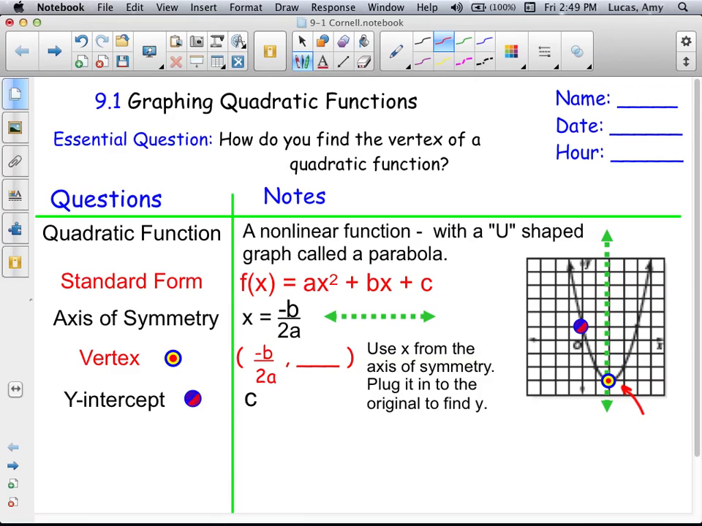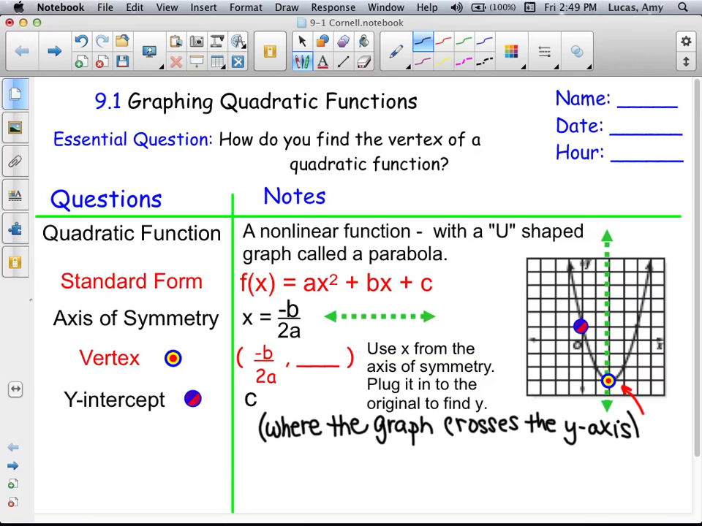The y-intercept is where the graph crosses the y-axis, and from looking at the equation, it's whatever letter c is. So where the graph crosses the y-axis, just like when we worked with linear equations, x would be equal to 0, which leaves you with whatever number c is to be your y-intercept.